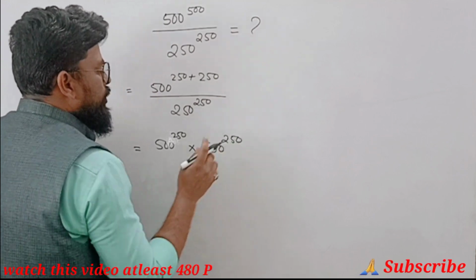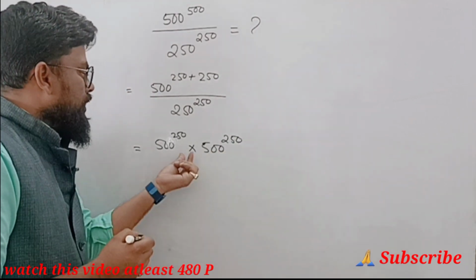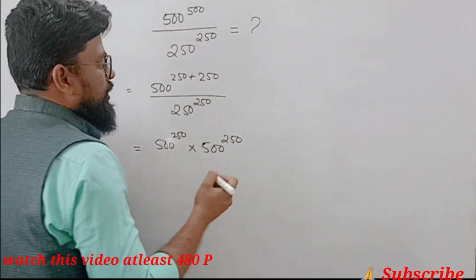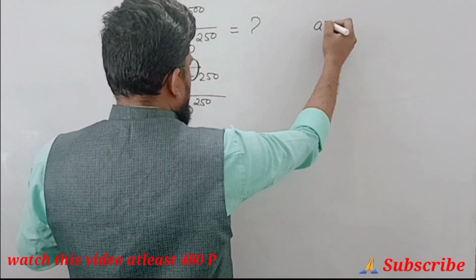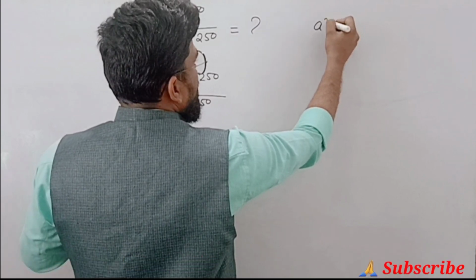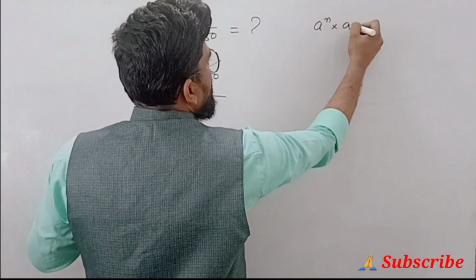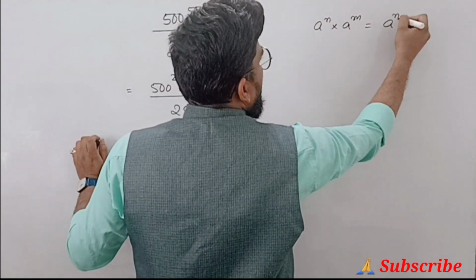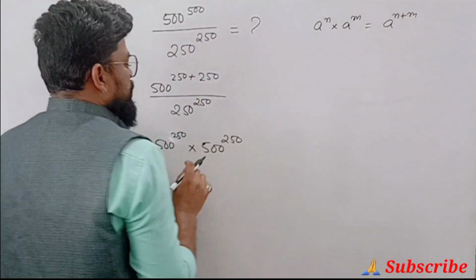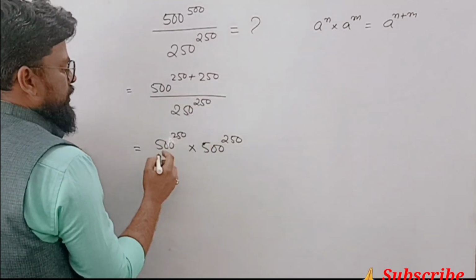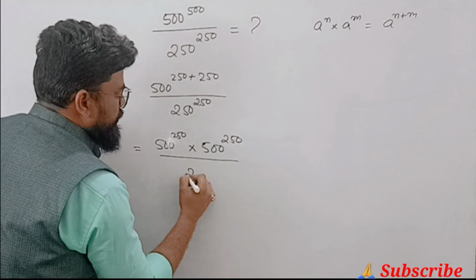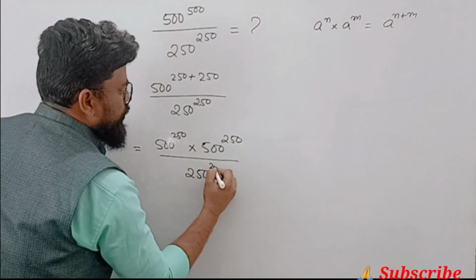This is a formula: if the base is equal and the sign is multiply, the powers will add. So a to the power m into a to the power n can be written as a to the power m plus n. Similarly we can write it over there. Now this can be written as 250 to the power 250.